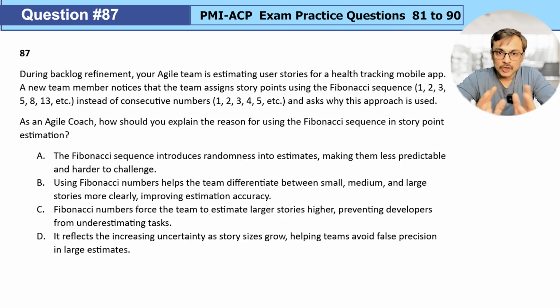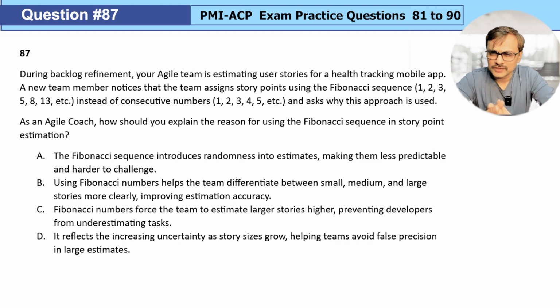Question number 87. During backlog refinement, your agile team is estimating user stories for a health tracking mobile app. A new team member noticed that the team assigns story points using the Fibonacci series, 1, 2, 3, 5, 8, 13, etc., instead of consecutive numbers 1, 2, 3, 4, 5, 6, and asks why this approach is used. As an agile coach, how should you explain the reason for using the Fibonacci sequence in story point estimation?